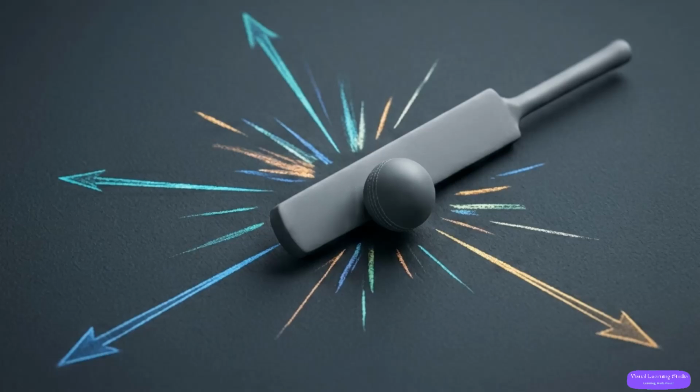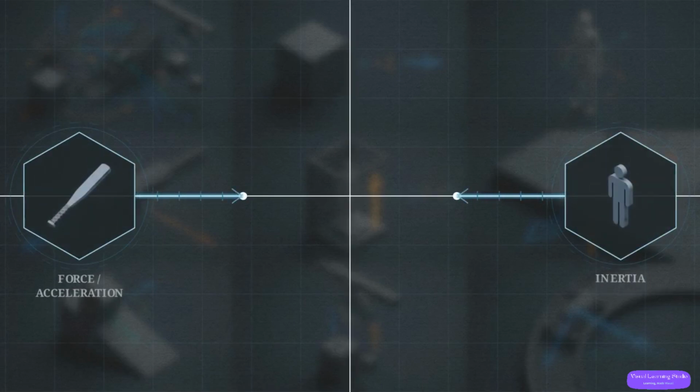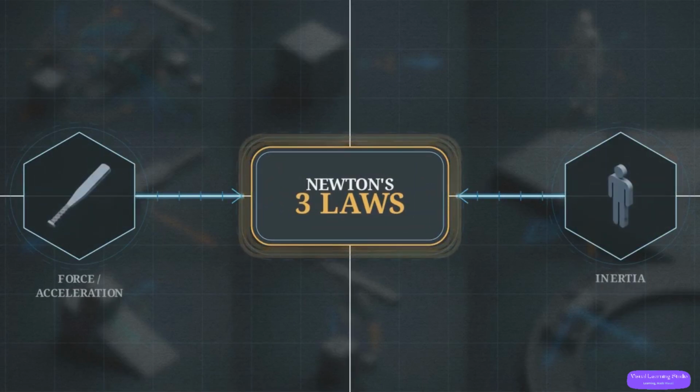A 140 km/h cricket ball sharply reversing direction off a bat. A passenger lurching forward as a bus slams its brakes. These two events follow the same three classical laws that govern every interaction between mass and force.